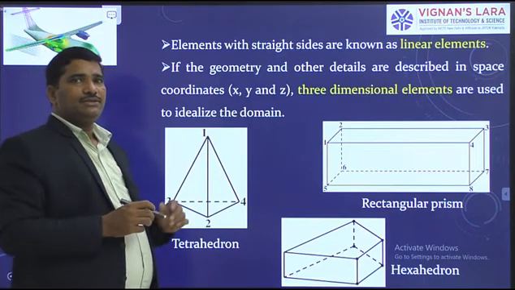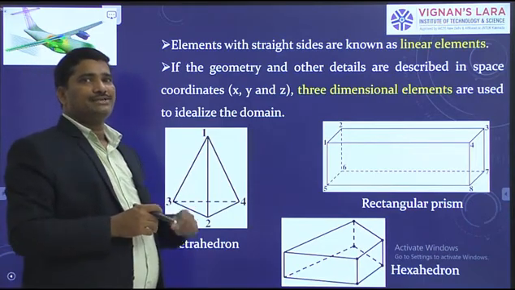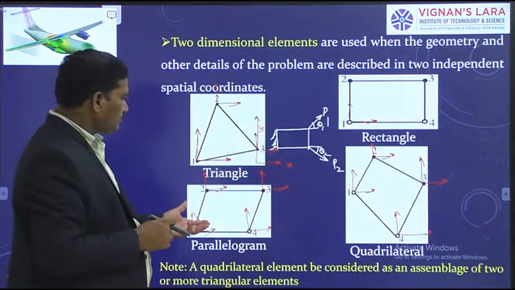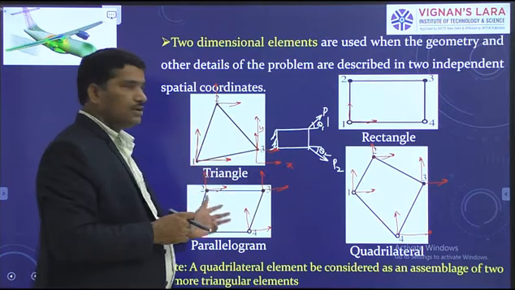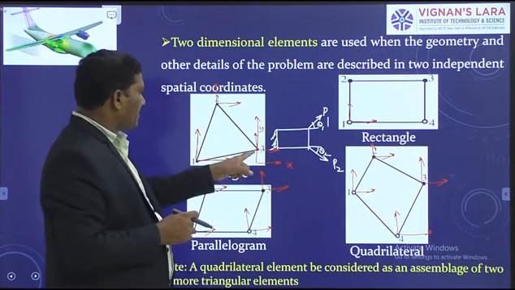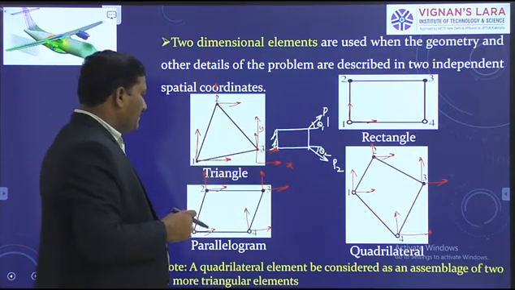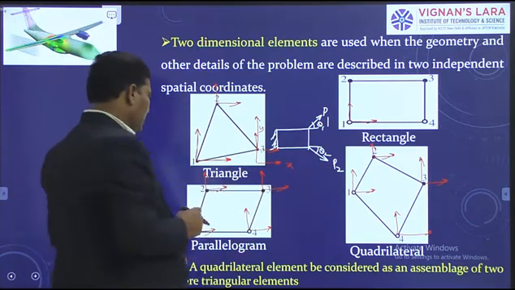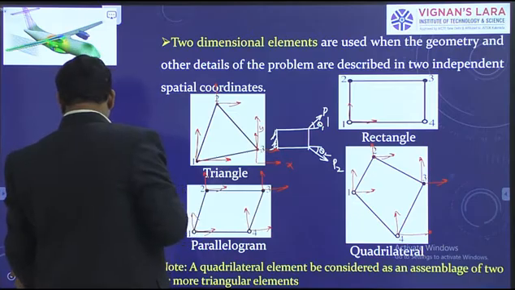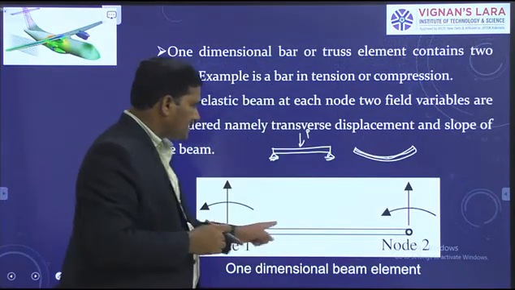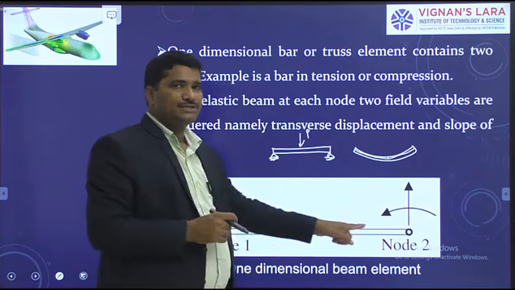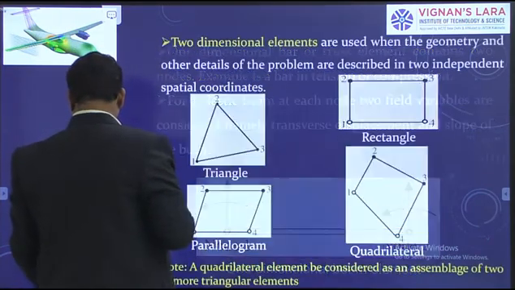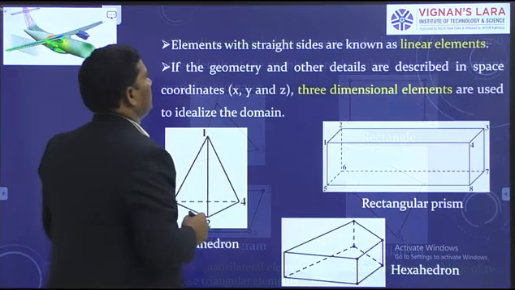Now, the elements having straight sides are known as the linear elements. So far we have seen 2-dimensional elements. What type of sides are they having? All these sides are straight. Therefore they are said to be linear elements. And similarly, the 1-dimensional element is straight. Therefore it is also a linear element.